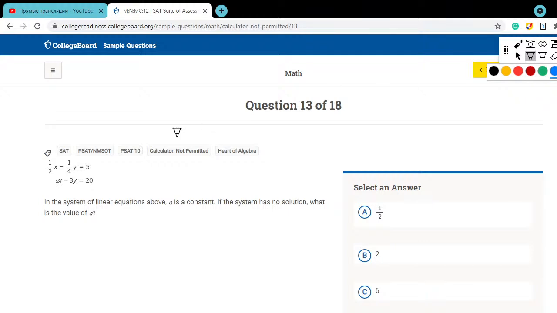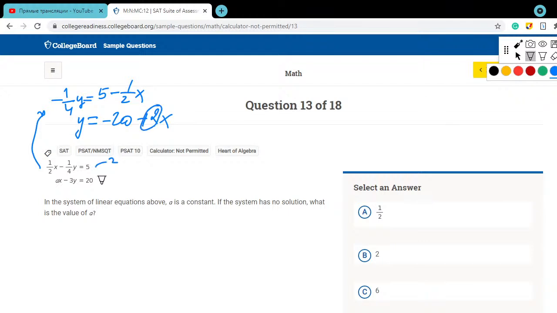There's another way of solving that I will tell you by the end of the solution. So let's find the slope of this one first. So it would be minus 1 over 4 y equals 5 minus 1 over 2 x. So I multiply by minus 4, so I get y equals minus 20 plus 2x. So what is the slope? It's 2 here, so it's 2.